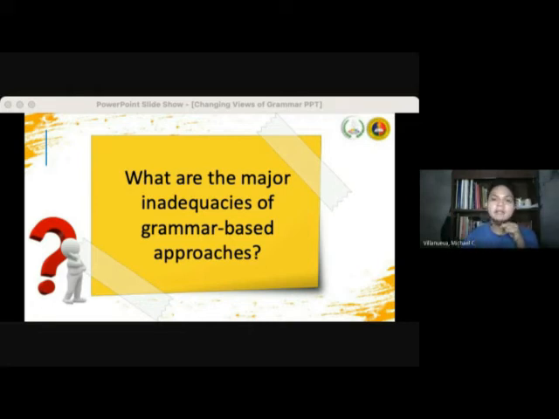So again, it's highly mechanical. They are highly mechanical and teacher-centered.